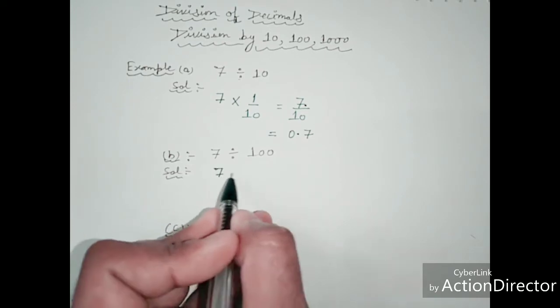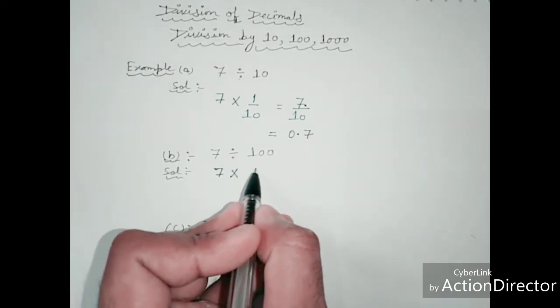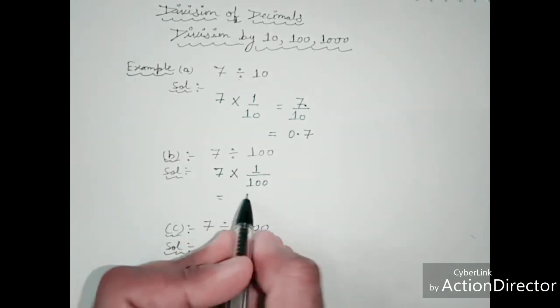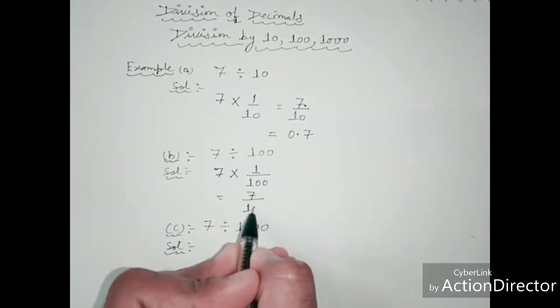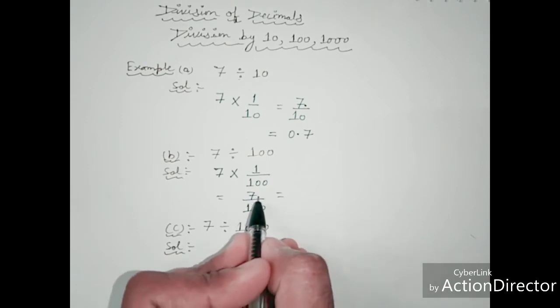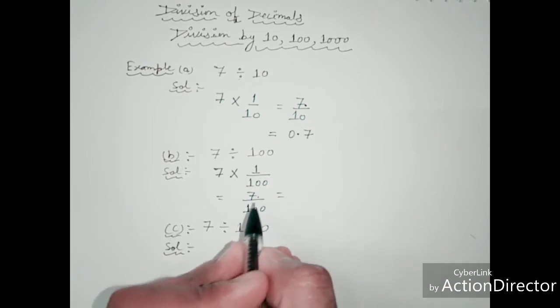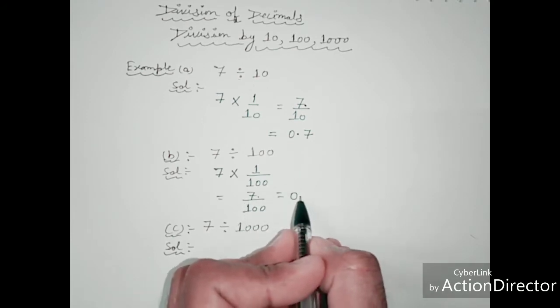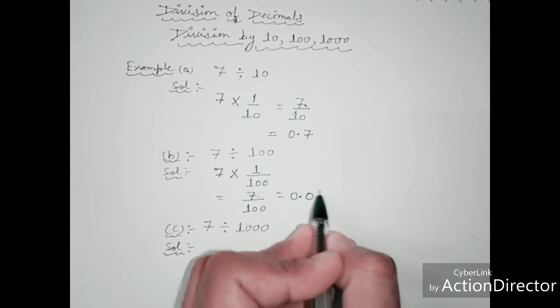So same here, 7 divide symbol changes into multiplication and reciprocal 1 upon 100. So we get 7 upon 100. Then we write the decimal here, and here are 2 zeros, so the decimal moves to the left-hand side in 2 places, so we write 0.07.